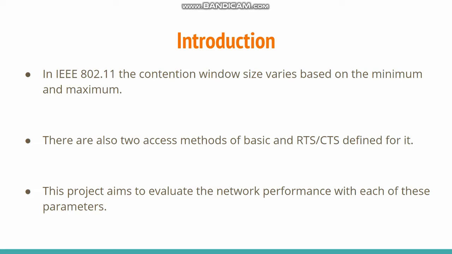In IEEE 802.11, the contention window size is between a minimum and a maximum amount, both of which can be fine-tuned based on our network and our traffic. This standard also has two access methods, which are BASIC and RTS-CTS. So the aim of this project is to evaluate the performance of the network based on each of these parameters, and also see how each of these parameters affects the network performance at the end.